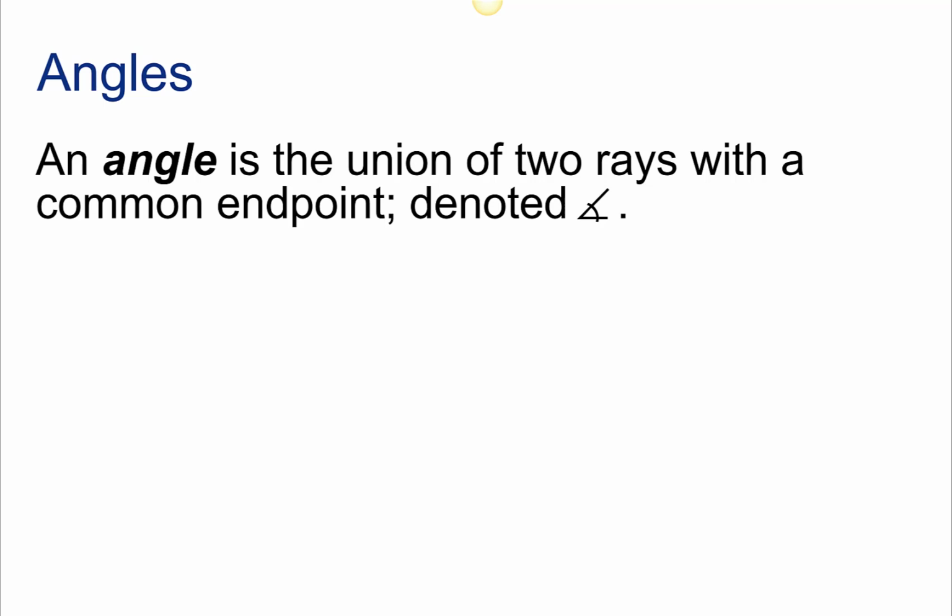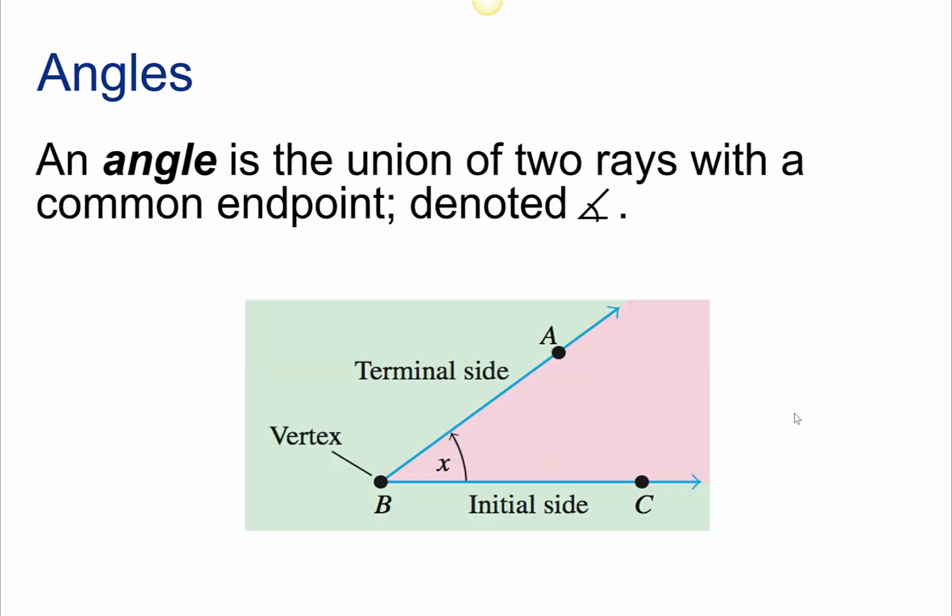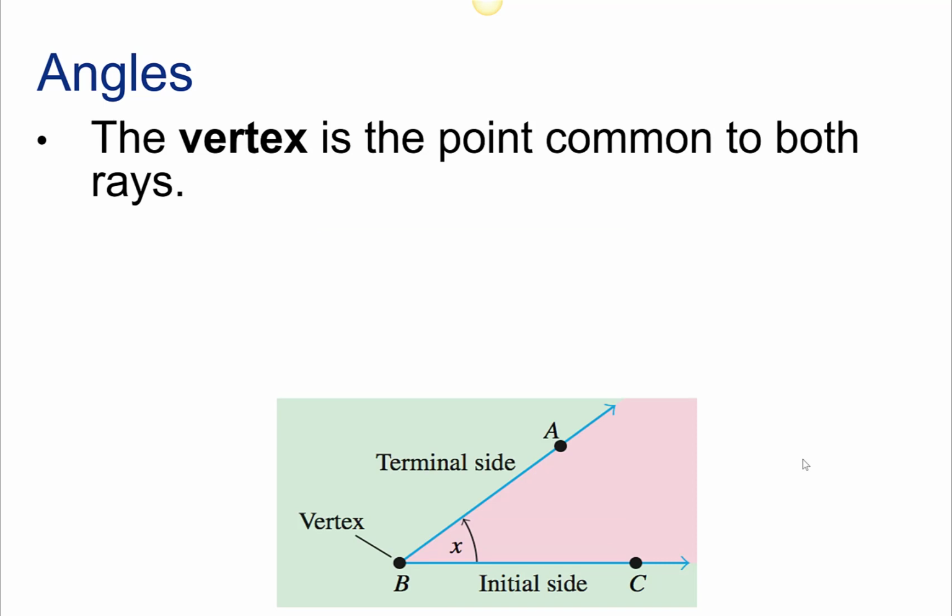Angles. An angle is the union of 2 rays with a common endpoint, and it's denoted with this little symbol here. So here we see an angle. We see the vertex here is B, and actually we see it's the union of 2 rays. So here it would be ray BA and ray BC are joined together at the vertex B to form this angle here. And the little arrow inside will tell you which angle we're describing, and we're describing the interior angle here. The vertex is the point that's common to both rays.